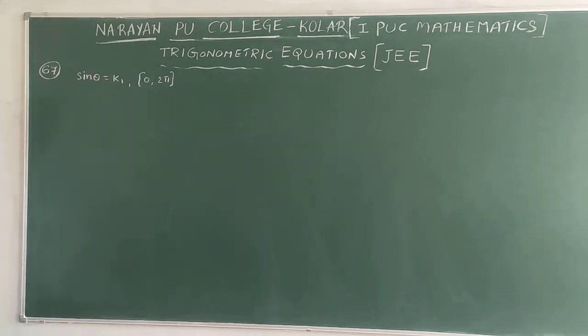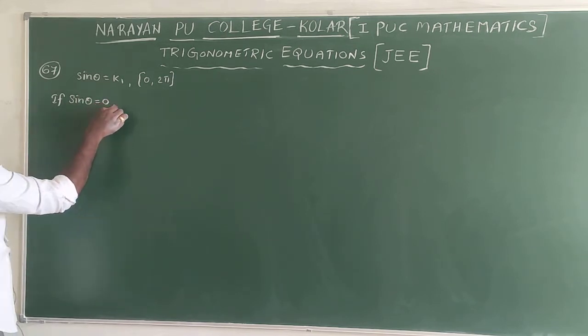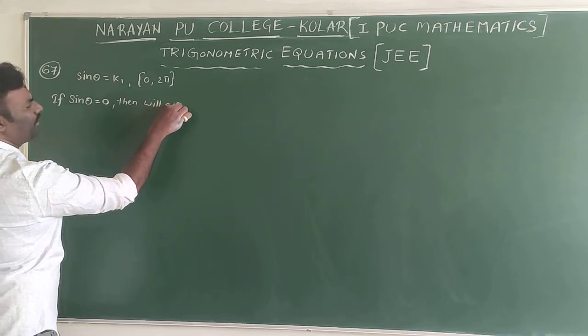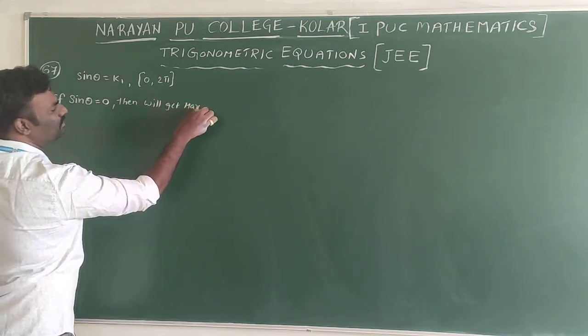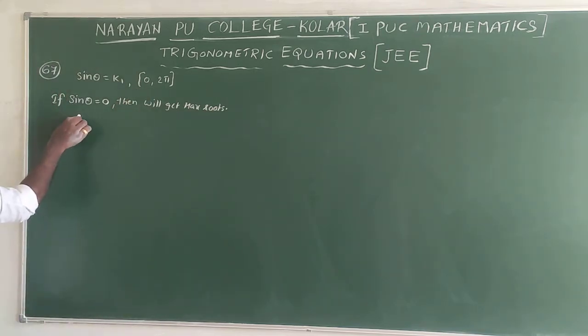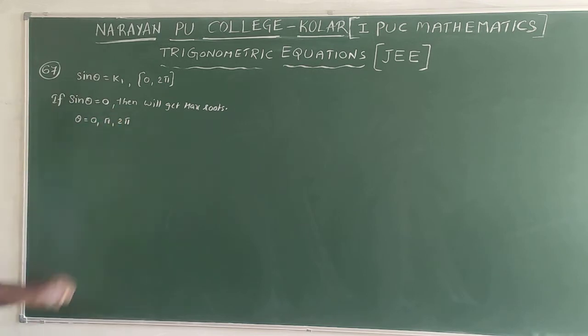In place of k1, which value should you take to get the maximum number of roots? If sin theta equals 0, then we will get the maximum roots. Why? Because the roots are 0, pi, 2 pi, totally 3 roots. So this indicates n1.